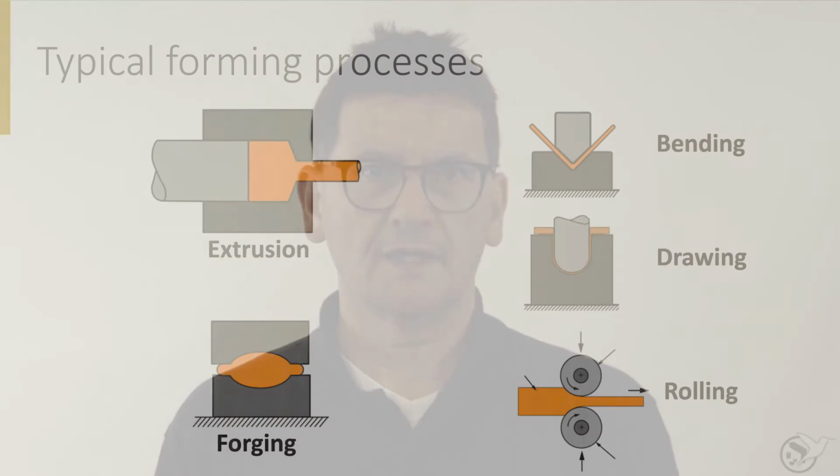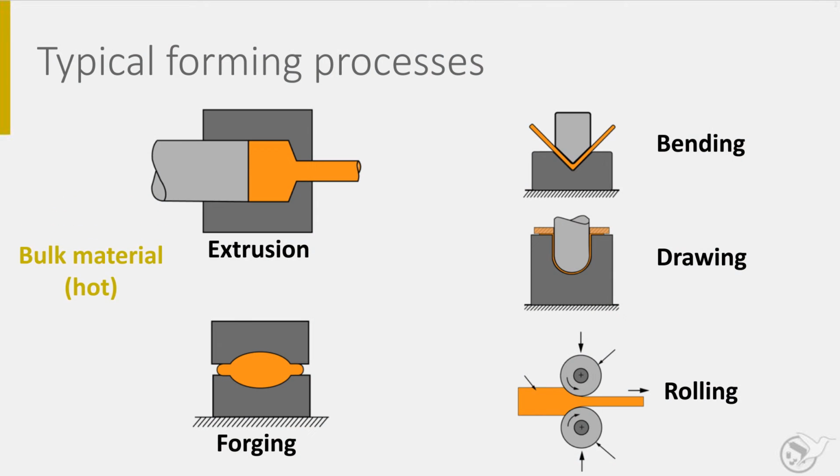The third category is the forming processes. I distinguish here between bulk forming processes like extrusion, forging and rolling, and sheet forming processes like bending and drawing. For bulk forming processes, the material is usually processed at elevated temperatures. This reduces the yield stress and therefore the required forces, and increases the failure strain, so more complex shapes can be made in one go.